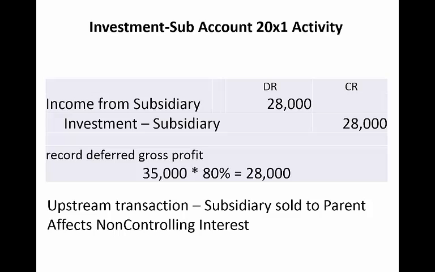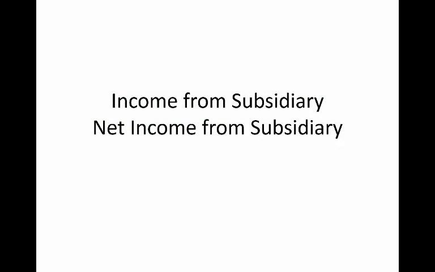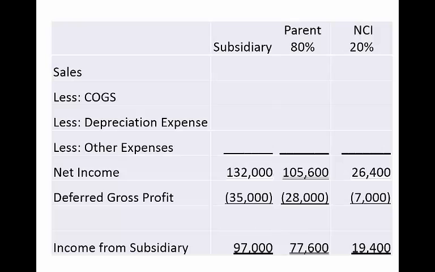And again, we ask where the transactions start. If it starts with the subsidiary, the parent has to allocate it out. If it starts with the parent, it's 100% for the parent. So what we'll do when we do our income reconciliation is that the $35,000 deferred gross profit will be allocated out between the parent and the NCI. And you can see that here. We'll come back to this $35,000 of deferred gross profit when we prepare our consolidated income statement.